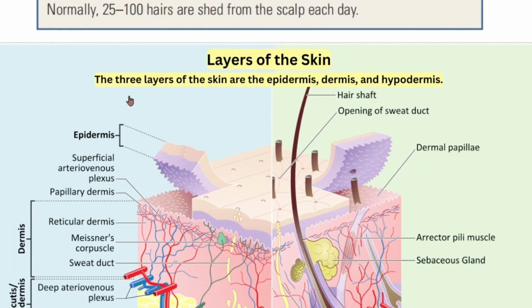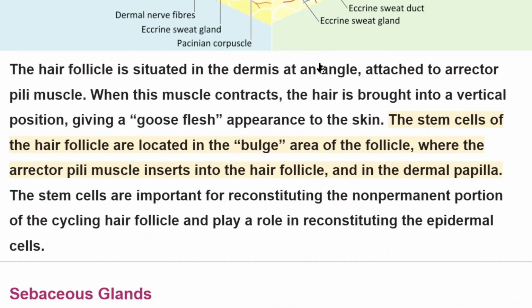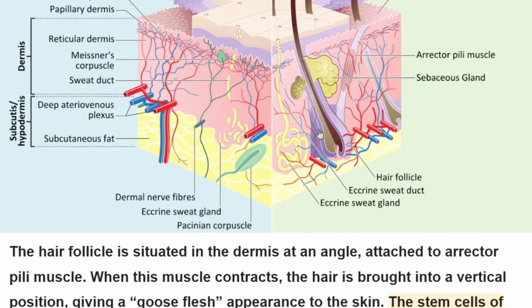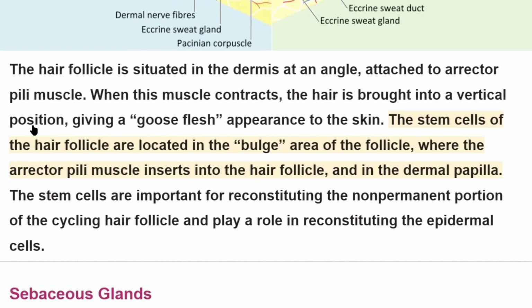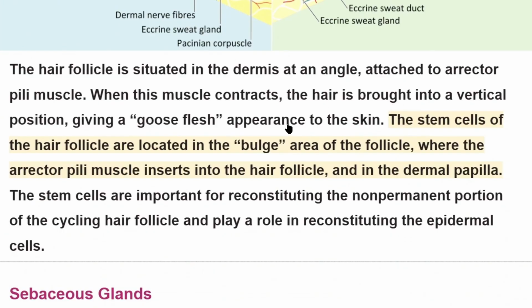Layers of skin, as we said: the 3 layers of skin are the epidermis, dermis, and hypodermis. We can see the structure of the skin, we can see the skin appendages, and so on. The hair follicle is situated in the dermis at an angle, attached to the arrector pili muscle, which we can see here. When this muscle contracts, the hair is brought into a vertical position, giving a goose flesh appearance to the skin.